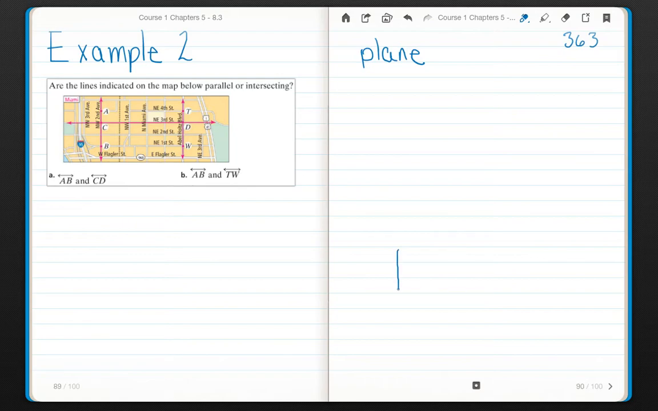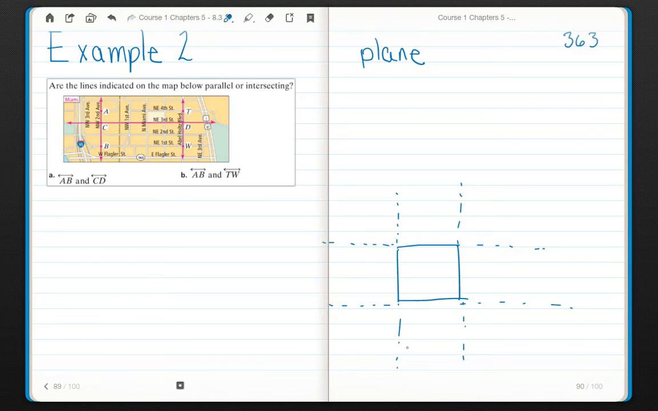Okay, so if I were to redraw this box, so here's a square. Picture this as the front of that box, okay? It's one surface. This is one plane, and this plane extends in all directions. That is the flat surface.